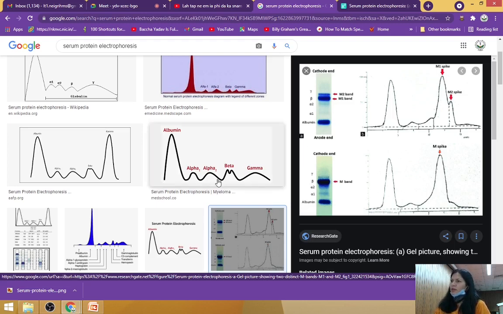Alpha-1, alpha-2 bands are increased in acute inflammation. Alpha-1, alpha-2 and beta band, all three are increased in chronic inflammation. Albumin band is decreased in nephrotic syndrome. So these are some of the clinical conditions where the concentration or the density of these bands may be increased or decreased. Clear?